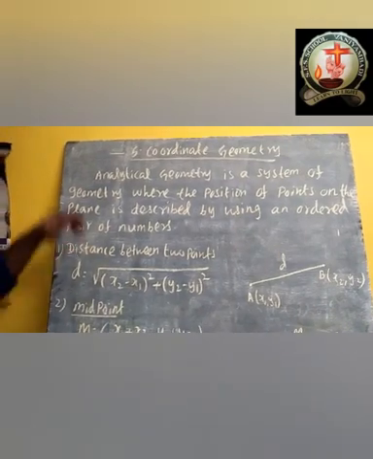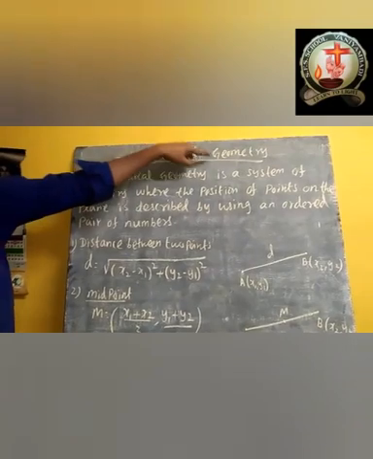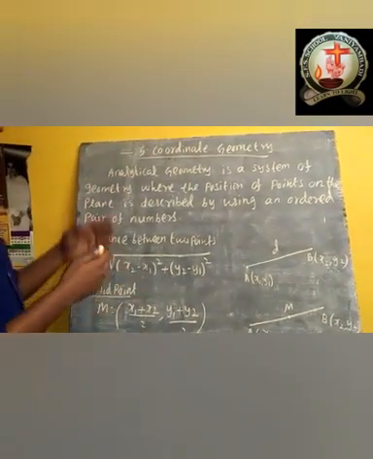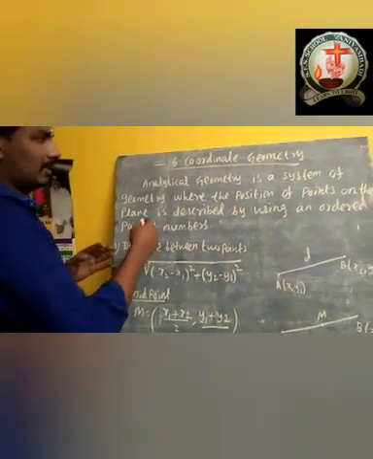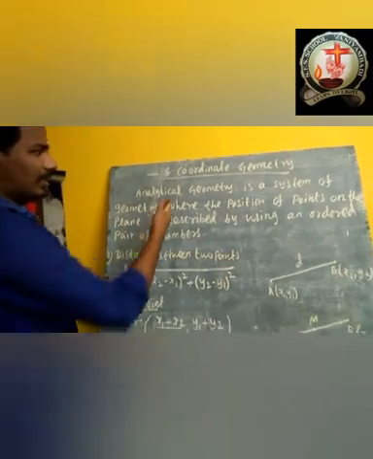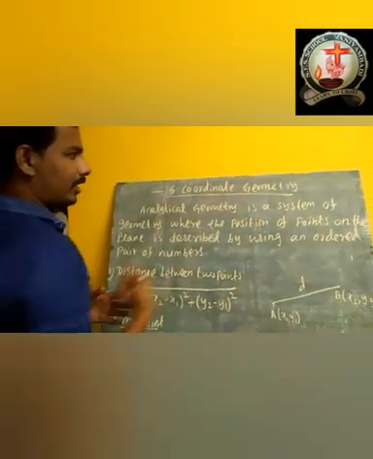Good evening, students. Today we are going to learn 10th standard, 5th chapter, coordinate geometry. Coordinate geometry, another name is analytical geometry. Both are the same. In 9th standard, you learned the name analytical geometry. Now in 10th standard, you are going to learn the name coordinate geometry.